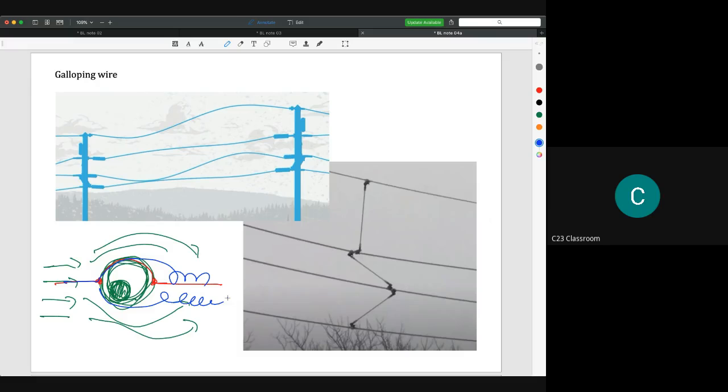Then it starts to vibrate. Later on, the frequency becomes higher and higher, and the wires can interact with each other. They can touch each other and create a short circuit. That's why in certain areas they put a stopper like this, to make sure that if the wire is swinging and moving, there is no possibility of them touching each other and creating any failure.